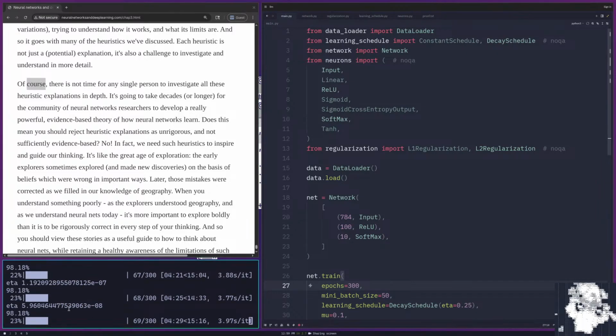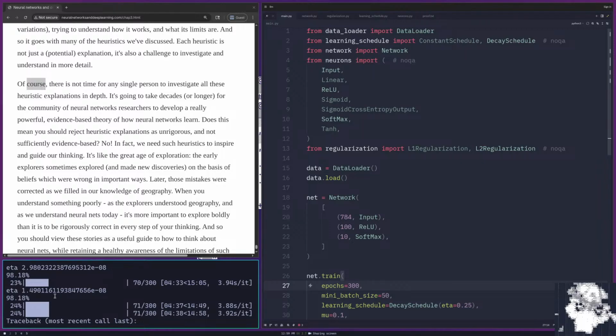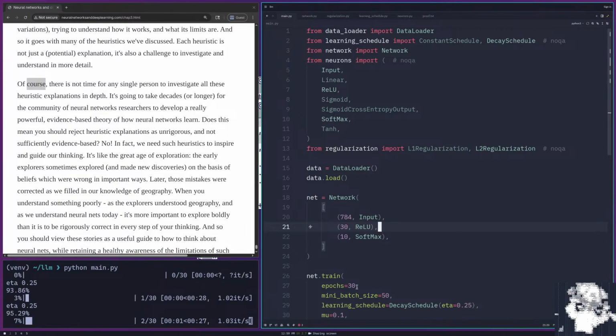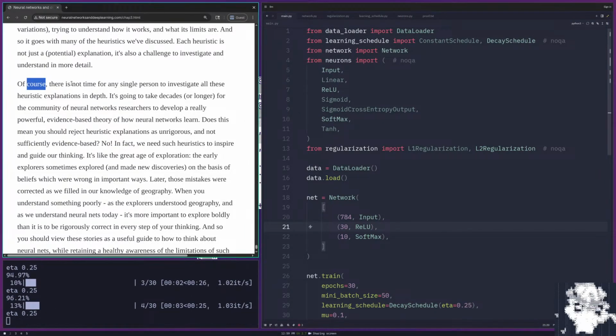Our learning has basically stopped at this point. So I guess we should stop it here and say the answer was 98.18, which is pretty cool. It's only 1% more than we get by just running it with 30 neurons and 30 epochs, but still.